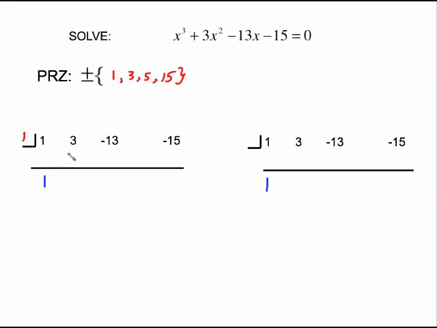So I always start with 1. Let's check it out. 1 times 1 is 1. Add and get 4. 1 times 4 is 4. It gives me negative 9. 1 times negative 9. And you can quit there. You don't actually have to go down and write negative 24. All you're looking for is that it does not give me 0, so 1 doesn't work.